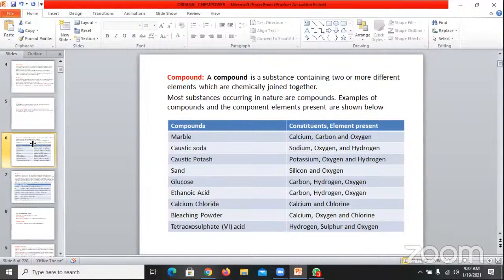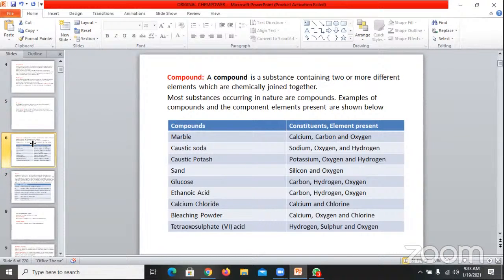It's made up of calcium, carbon, and oxygen. Caustic soda is made up of sodium, oxygen, and hydrogen. Caustic potash is made up of potassium, oxygen, and hydrogen. Sand, the normal sand that you see every time, is made up of silicon and oxygen. Glucose that you give to kids and people that are sick is made up of carbon, hydrogen, and oxygen.